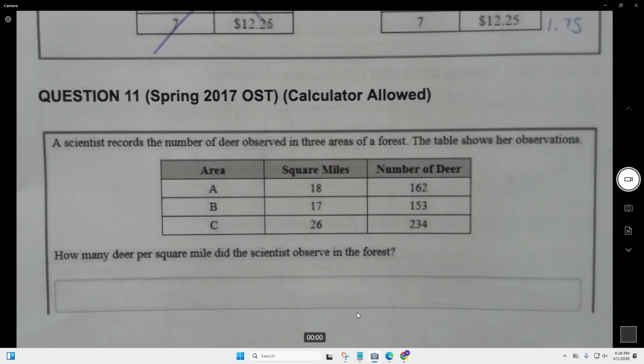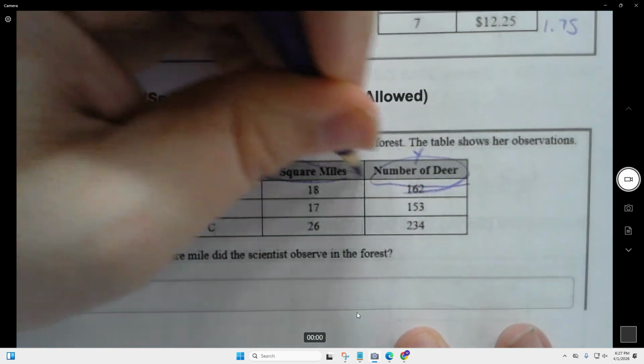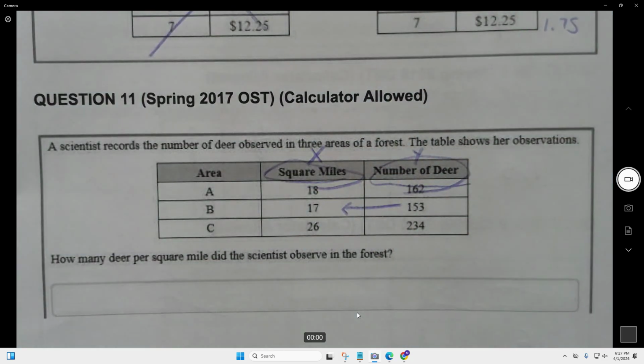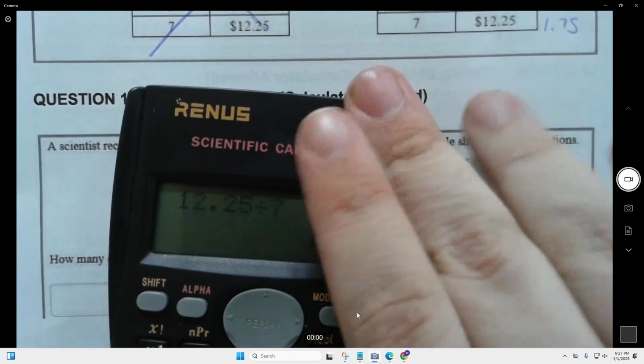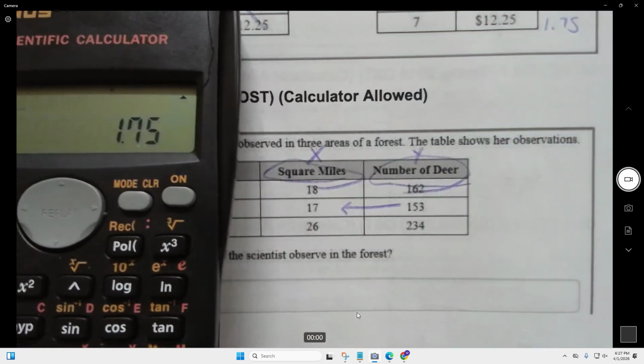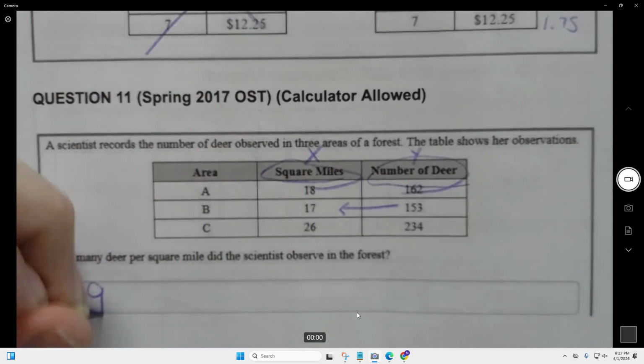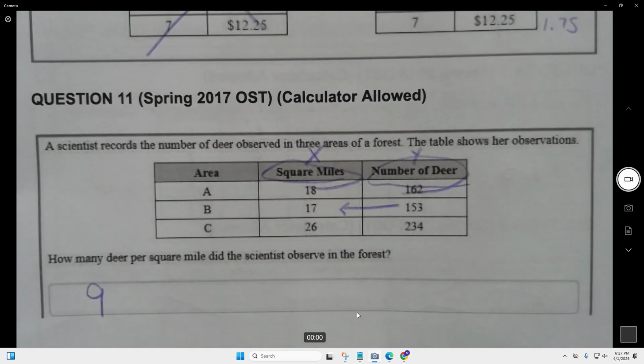A scientist records the number of deer observed in 3 areas of a forest. The table shows her observations. How many deer per square mile did the scientist observe in the forest? Deer per square mile. Y divided by X. Pick one of the rows. It doesn't matter which. 153 divided by 17 is 9. That's it. I promise you it's that easy.